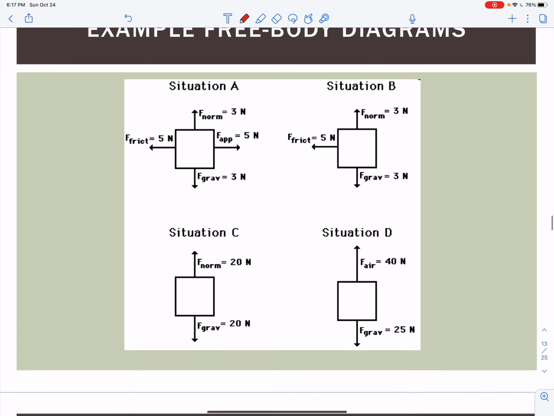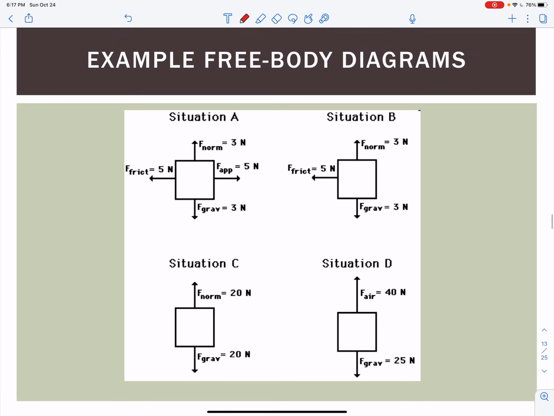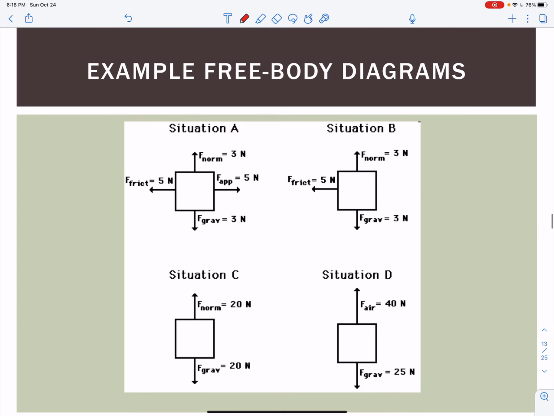So here are a few example free body diagrams. I just want to talk about these for a minute and then give you a chance to do a few of your own. In the first picture I have here, this is what we would call a very balanced situation. I have a 5 Newton force to the left, a 5 Newton force to the right, 3 Newtons up, 3 Newtons down. And so if I add all those arrows up, they would add up to, of course, 0. So the net force in this case equals 0.